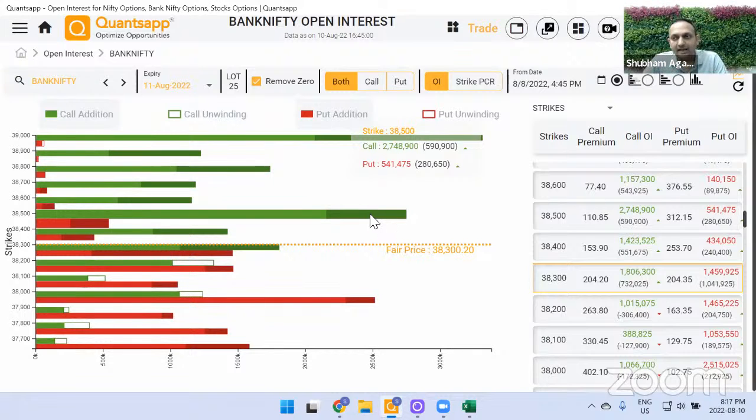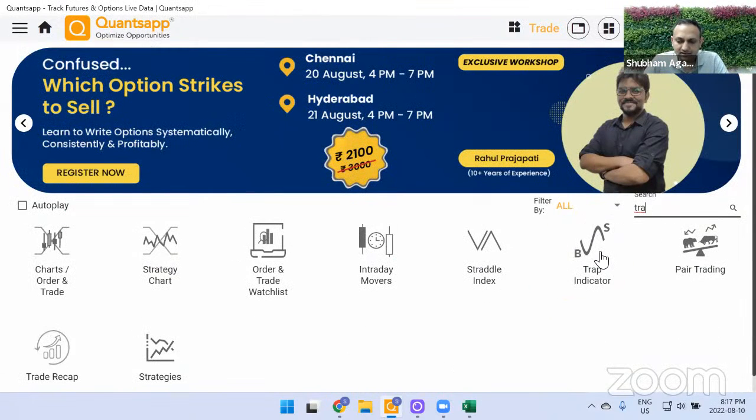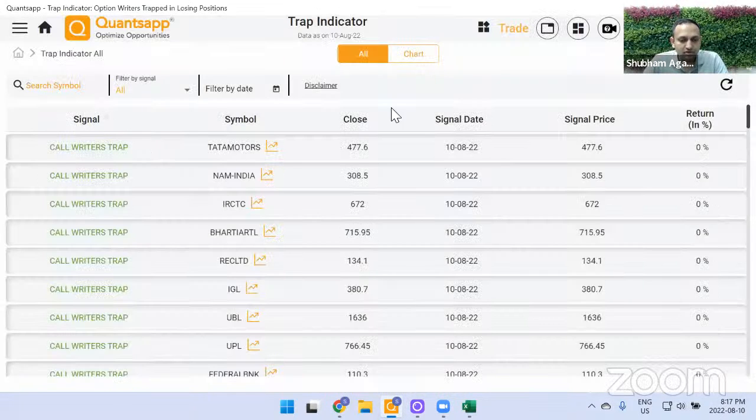So what the trap indicator does, I'll show you what the trap indicator is. If I just go in the application and type trap indicator, you can see that this is the first screen where all the signals come. I'll explain this.